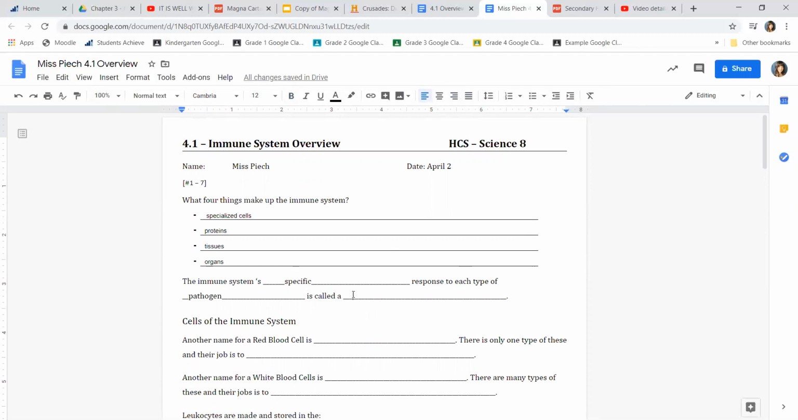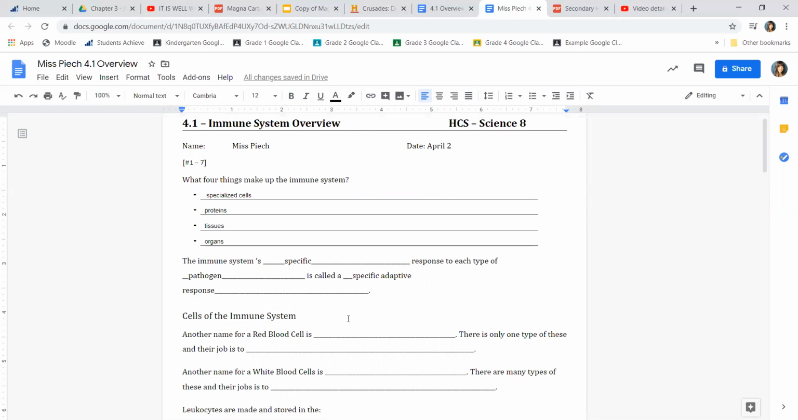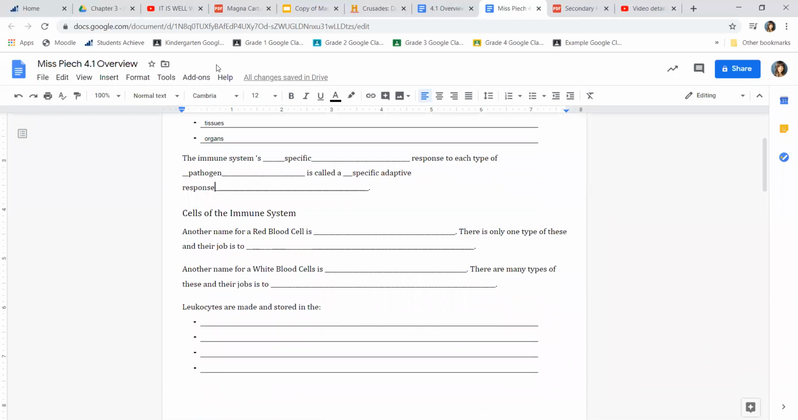So the immune system's specific response to each type of pathogen is called a specific adaptive response. I know the lines get a little bit crazy with all of this here. You can feel free to clean it up if you wish or just leave it as is. I'm fine either way. And so that has to do with the immune system. When a pathogen comes into our body, the immune system will have a specific adaptive response to that pathogen.